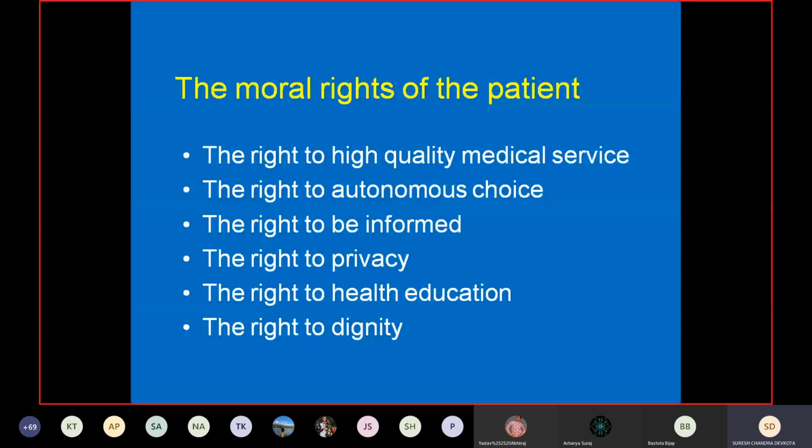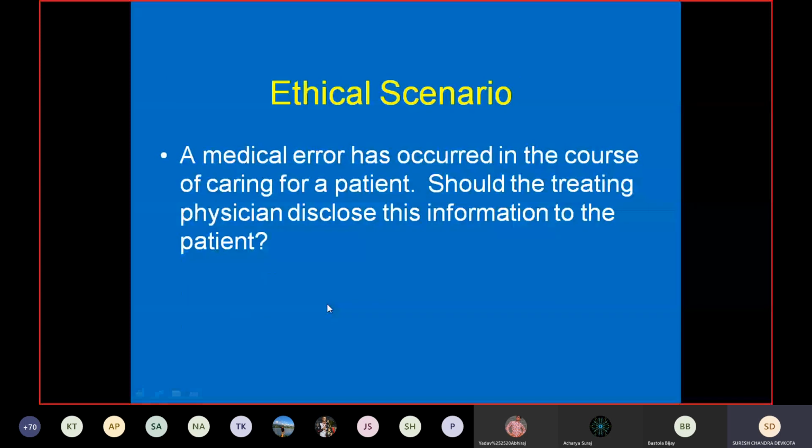Okay? And as I said, in the doctor-patient relationship, the moral rights of the patients are also there. The right to high quality medical service, the right to autonomous choice on the basis of their own conscience. They have the right to take a decision and choose the medical services available, the right to be informed, the right to privacy, the right to health education, and the right to dignity. So we're just talking about principles and ethics, and basics, values and moral values here.